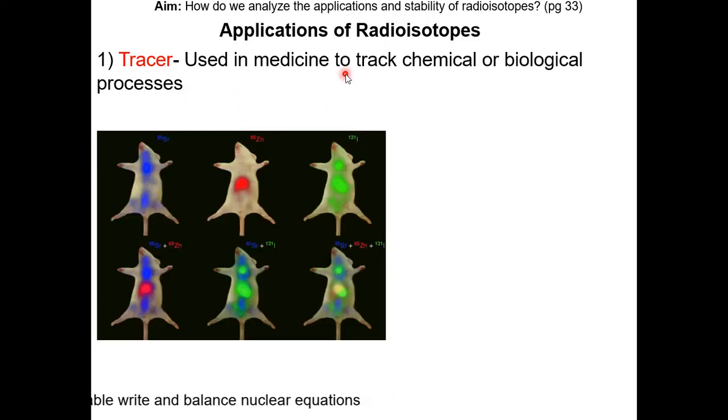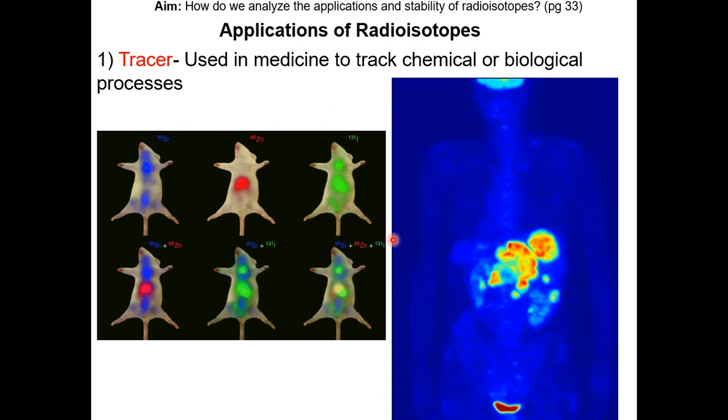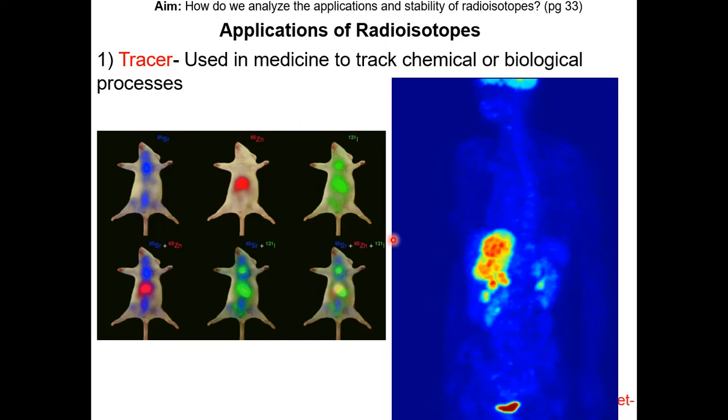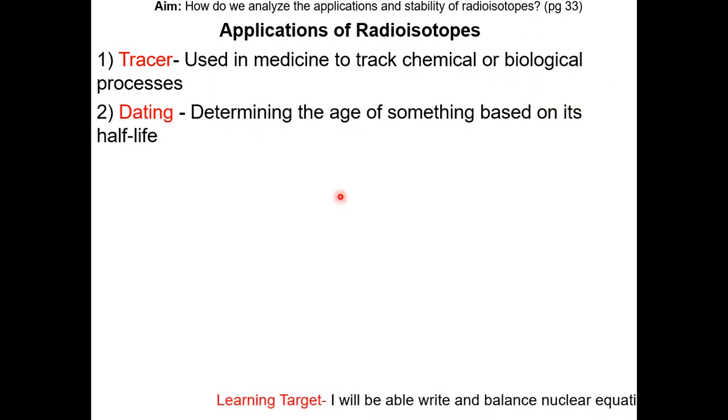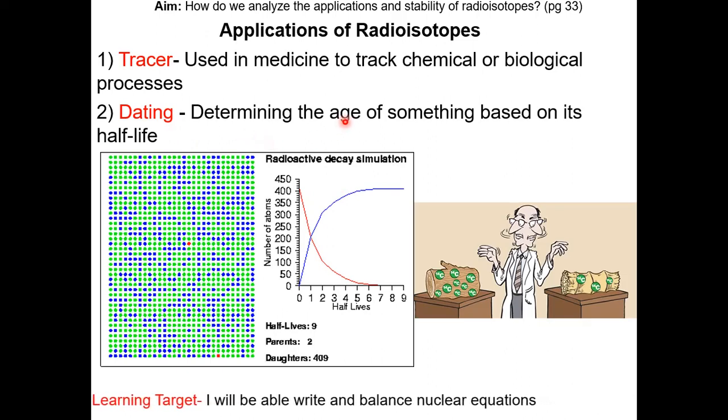There are several applications of radioisotopes. The first application is a tracer. Tracers are used in medicine to track chemical or biological processes. Since some radioisotopes can be detected, we can trace or follow the radioisotope when it enters the body. Another application is dating, which is determining the age of something based on its half-life. We covered this in the previous lesson.